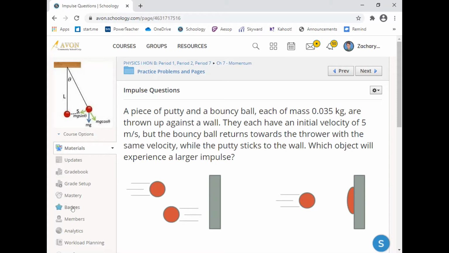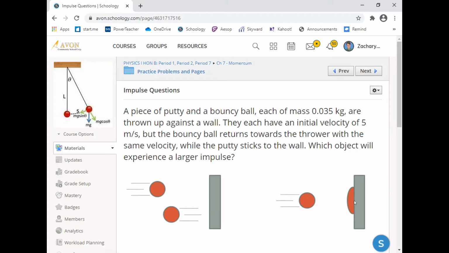The idea here is that if you've got a bouncy ball, you're going to have to go from positive momentum to negative momentum, right? So going from, let's say, positive 5 meters per second to negative 5 meters per second is a bigger change than going from 5 meters per second to 0, right? So since this one has a bigger change in momentum, and since change in momentum is equal to impulse, this one is going to exert a bigger impulse on the wall.